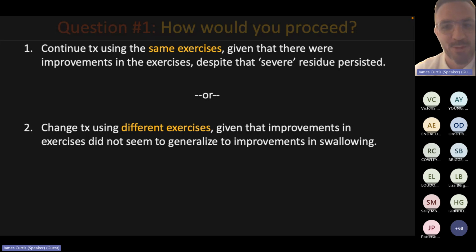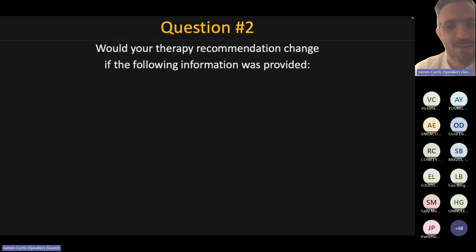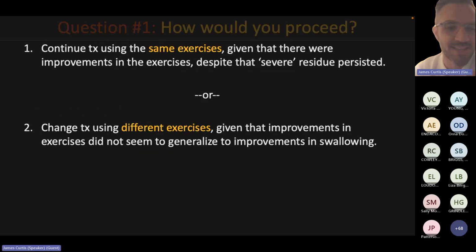Okay, I'm gonna go. Would your answer to what you just said change if the following information was provided? I should say this will be my answer right now. I guess you guys can compare to my answer. I would probably do option 2.